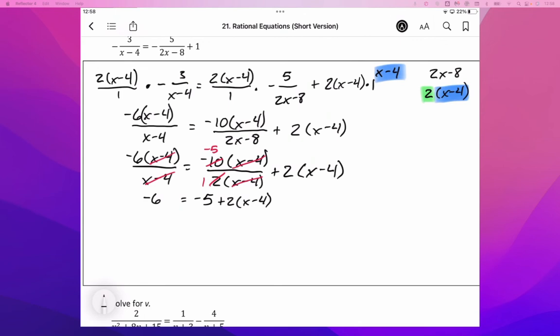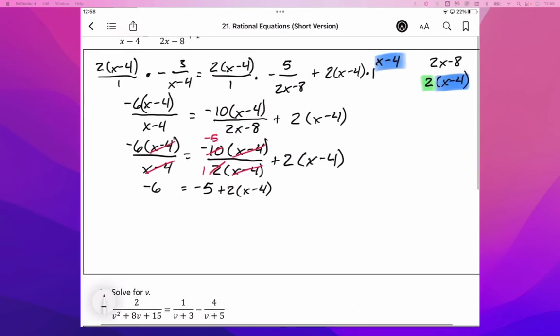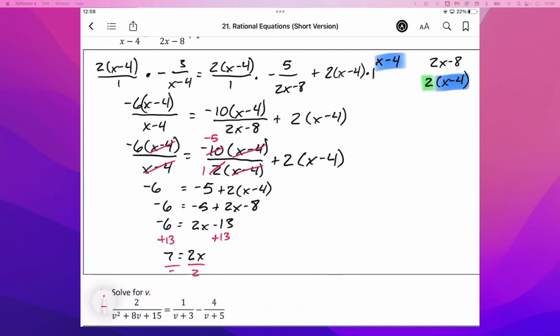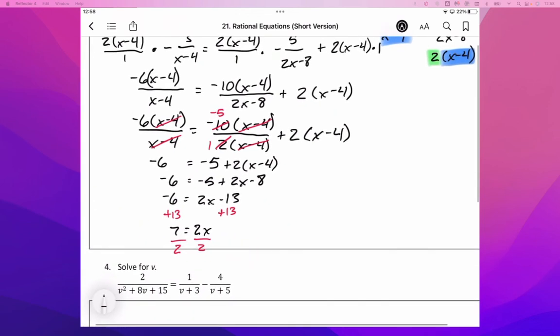And so the next piece for us, we just have a regular looking, somewhat nasty equation now. We can just go through the regular solving process. So we're going to simplify the right side. So that will be 2x minus 8. We'll continue simplifying the right side. Negative 13 and 2x, so 2x minus 13. We'll add 13 to both sides. And we will have 7 is equal to 2x. We divide both sides by 2. And we end up with 7 over 2 equals x.